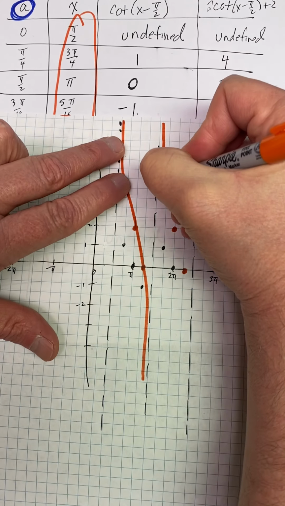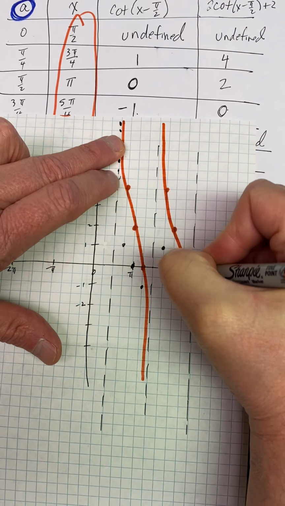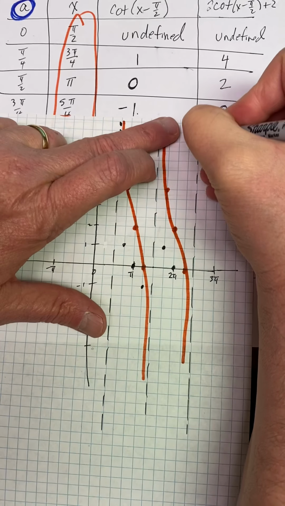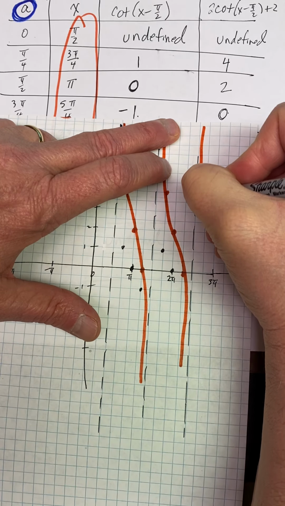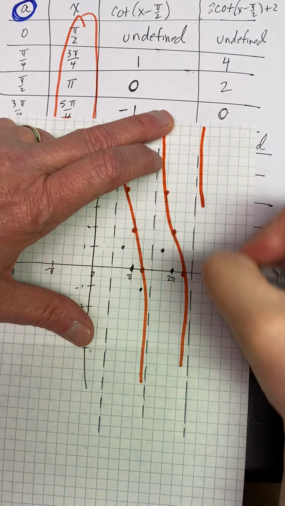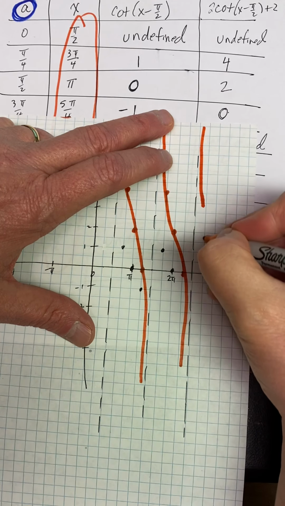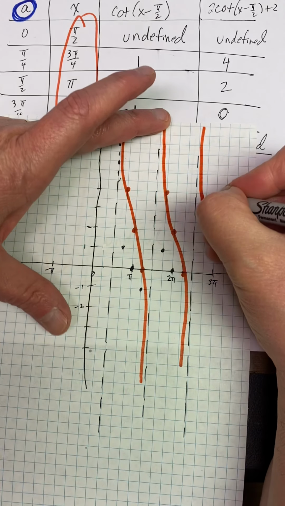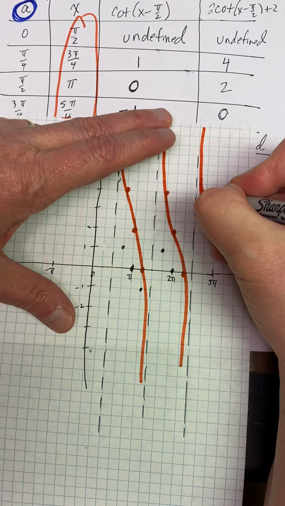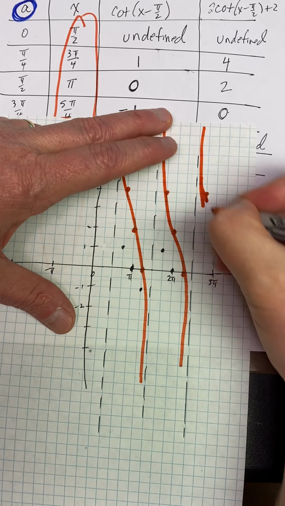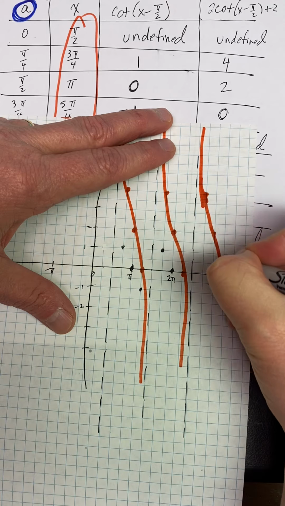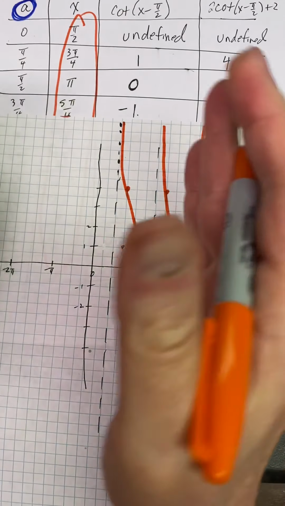Copy and repeat, right? It's periodic. It's going to do the same thing over and over and over and over because it's periodic.